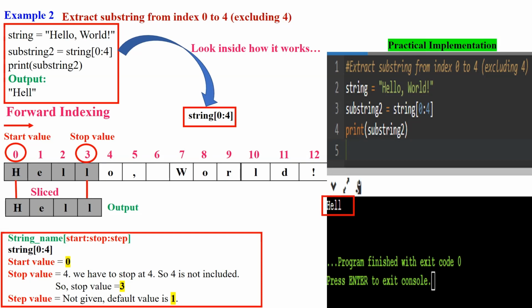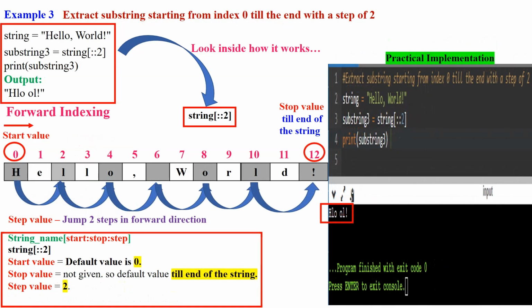Step value is not given, but the default value is 1. As the step value is positive 1, we have to move in the forward direction, that is forward indexing. So finally, we get the output as HELL, starting from 0 and ending at the 3rd position. You can check the output on the console.